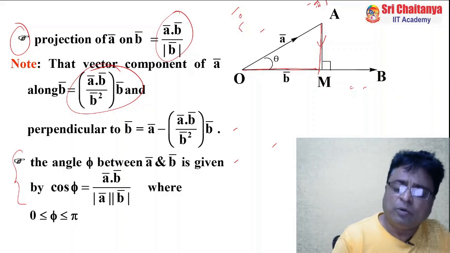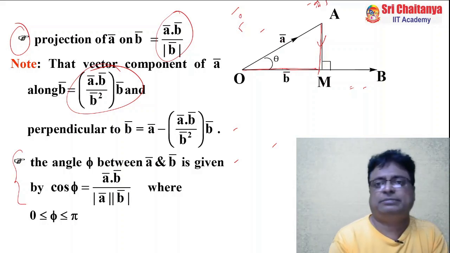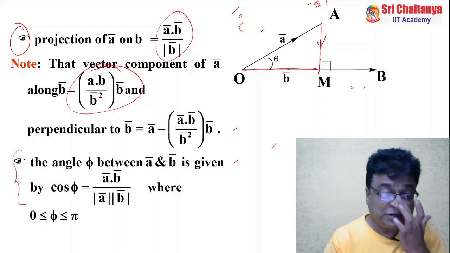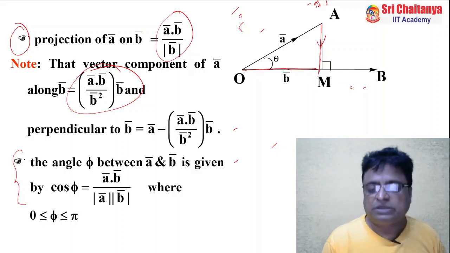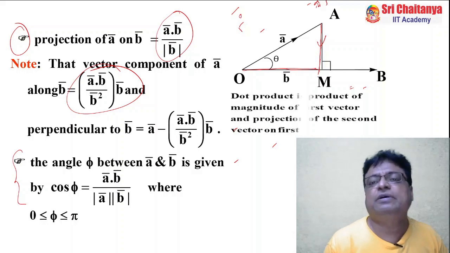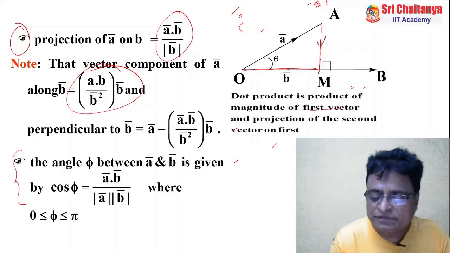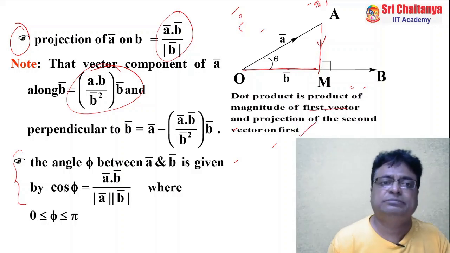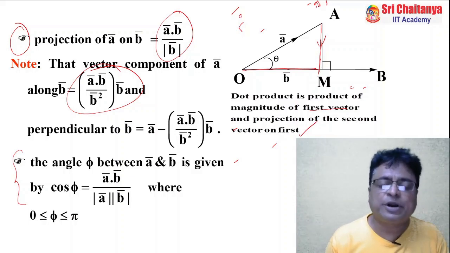Again, tell me, what is a projection? Projection of A bar on B bar is a number. What is that? A bar dot B bar by mod B bar. Actually, it is very clear that from this definition, the geometrical interpretation of dot product is nothing but magnitude of the first vector and projection of the second vector on first. That's all.